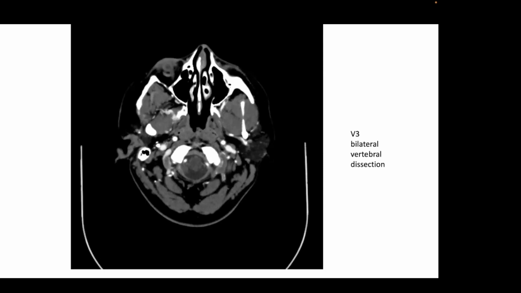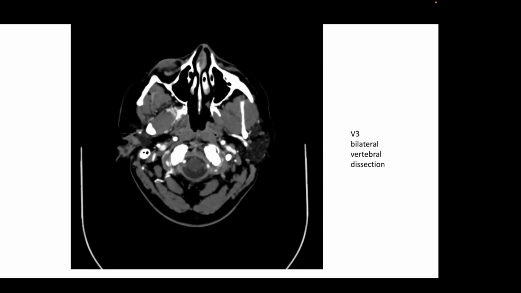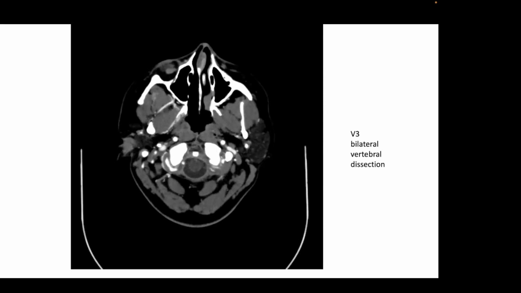And then this is the V3 segment. Do you see how narrow this is? And it looks like there's a casing around the vertebral artery, right? This is a vertebral dissection, and you see the same thing on the other side. It looks like there's like a halo around the patent lumen. So again, this is a patient with bilateral vertebral dissections.